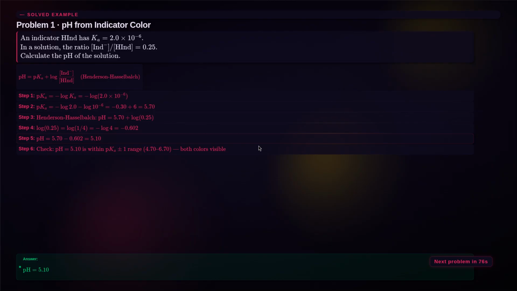Step 4. The log of 0.25 is negative 0.602. Step 5. Therefore, pH equals 5.70 minus 0.602 equals 5.10. The answer is pH equals 5.10. This is within the pKa plus or minus 1 range, so both colors would be visible.